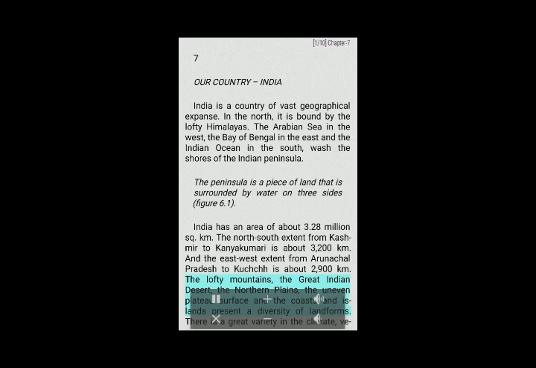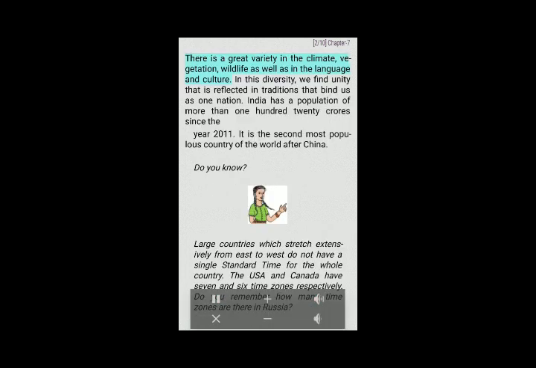The lofty mountains, the great Indian desert, the northern plains, the uneven plateau surface, and the coasts and islands present a diversity of landforms. There is a great variety in the climate, vegetation, wildlife, as well as in the language and culture. In this diversity, we find unity that is reflected in traditions that bind us as one nation. India has a population of more than 120 crores since the year 2011. It is the second most populous country of the world after China.